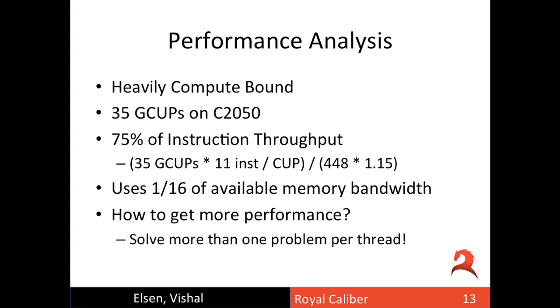And looking at this, it's not very obvious how we can make this any better. 75% of instructions doing useful work is pretty amazing. So the only thing you can really do is start solving more than one problem per thread. So basically, for every instruction, instead of solving one problem, let's solve 2 or 4. And we can do this with these new instructions that are available on the Kepler card, which are called the vector video instructions.